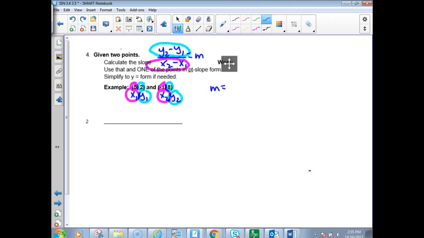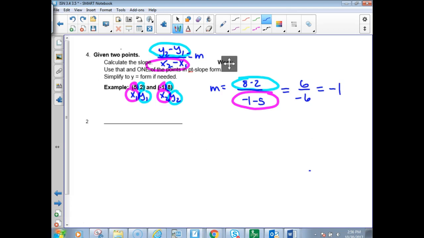So m is equal to, starting with those y's, 8 minus 2 would be on top. And negative 1 minus 5 on the bottom. That equals 6 over negative 6. And 6 divided by negative 6 is negative 1. So that would be our slope.